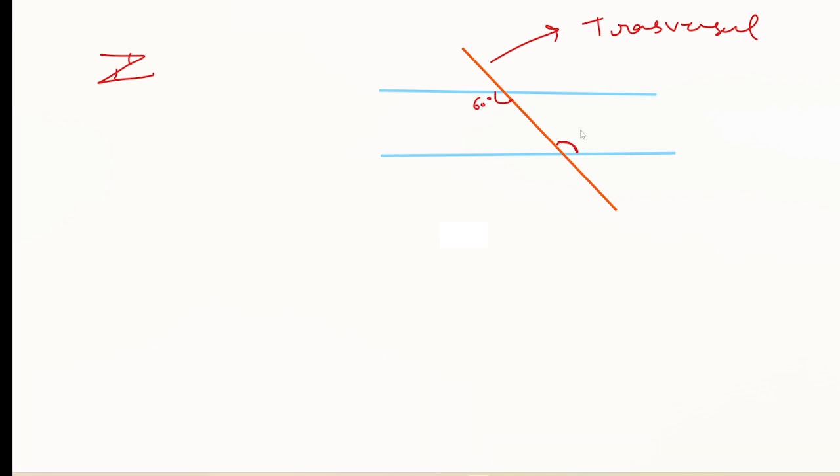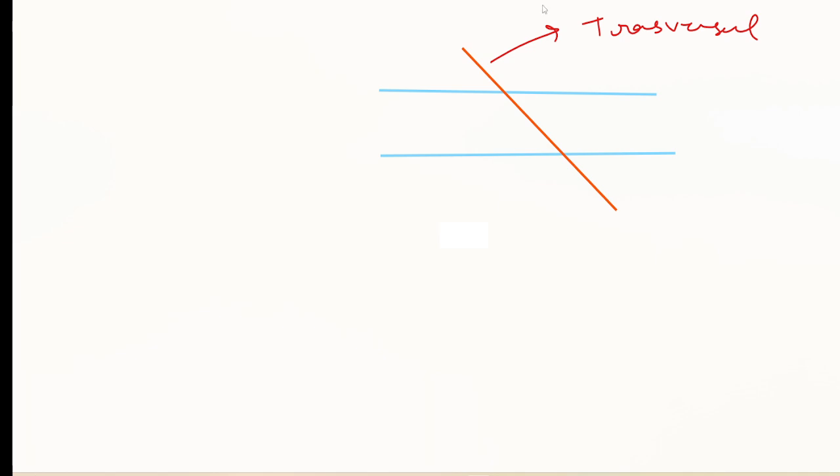Suppose this is 60 degrees, so this would be 60. They are alternate interior angles because they are in the interior of these two parallel lines. Similarly, for this angle, this is alternate, right? And they are equal. Alternate interior angles make a Z-like structure. You can take alternate exterior angles also. This is the alternate exterior, and this is the alternate exterior. They are also equal.